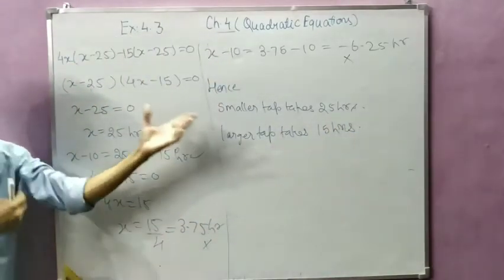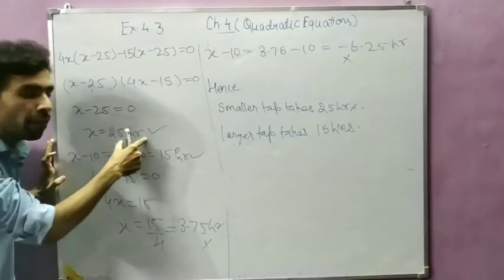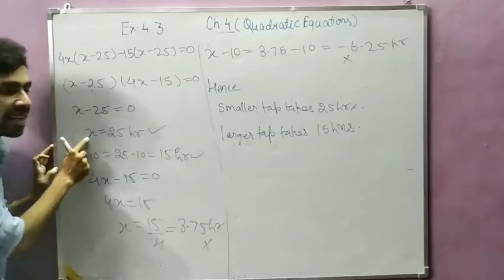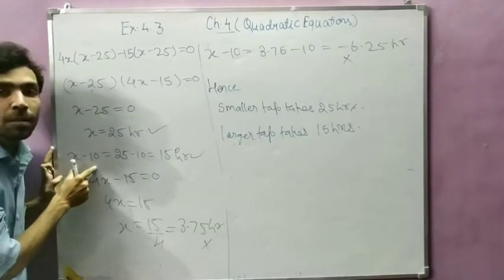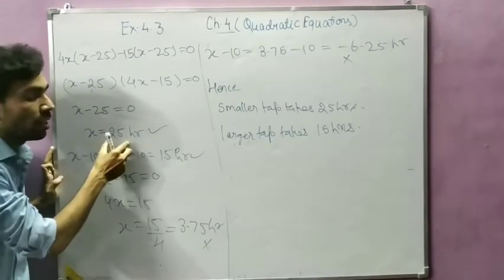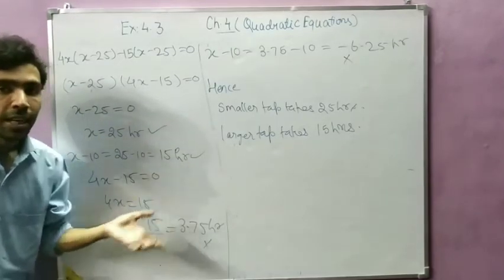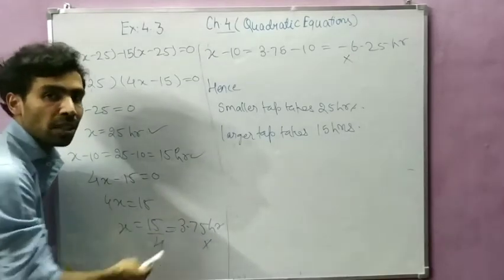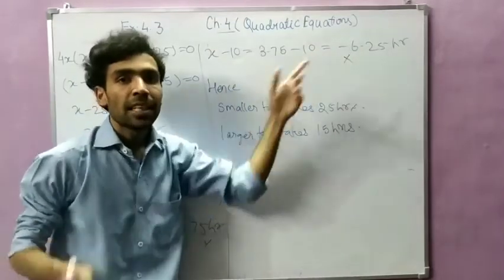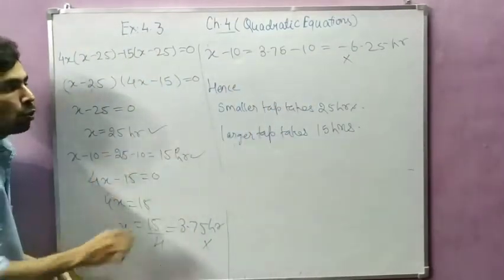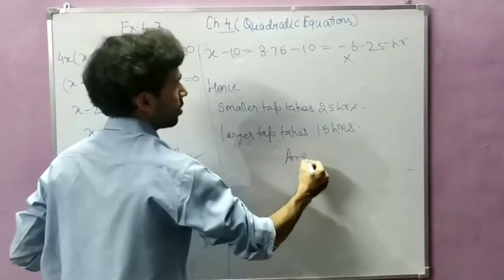Okay, see, after solving we got two values of x. First value was x equal to 25. So when x will be 25, x minus 10 will be 15. x was the time taken by the smaller, and x minus 10 is the time taken by the larger. So smaller tap takes 25 and larger tap takes 15 hours. In the second value, the value of x comes 3.75. So value of x minus 10 comes minus 6.25, which cannot be accepted. It means that our answer was this only. So smaller tap takes 25 hours and larger tap takes 15 hours. So this is your answer.